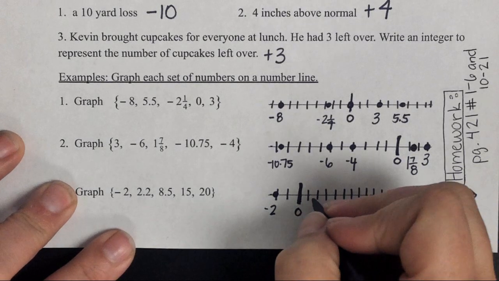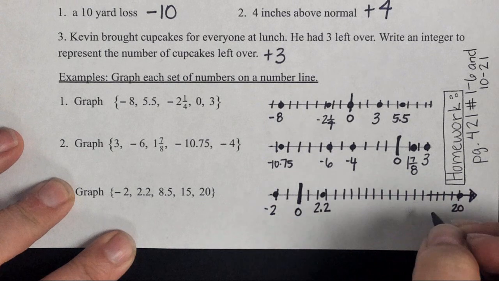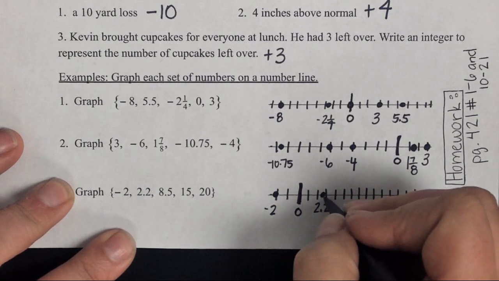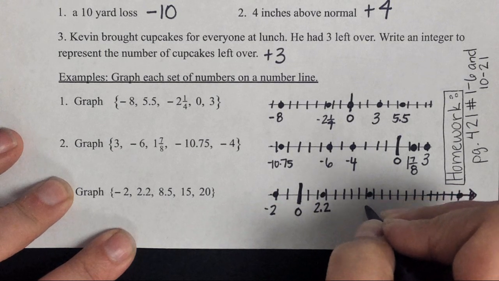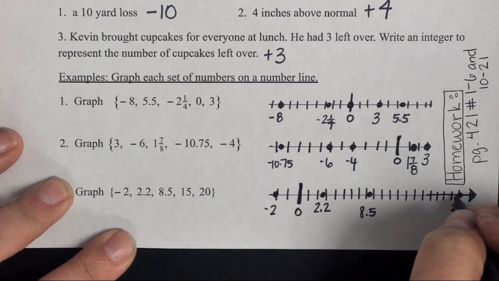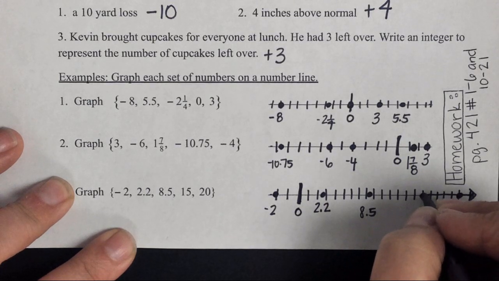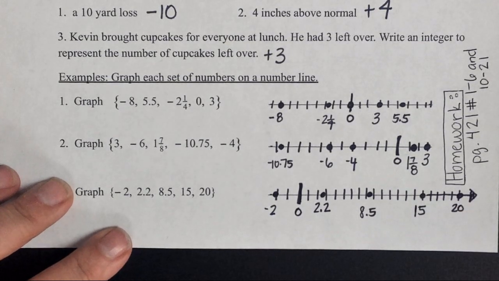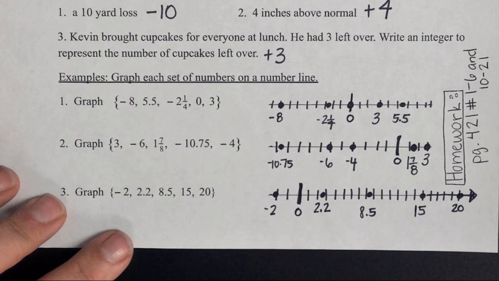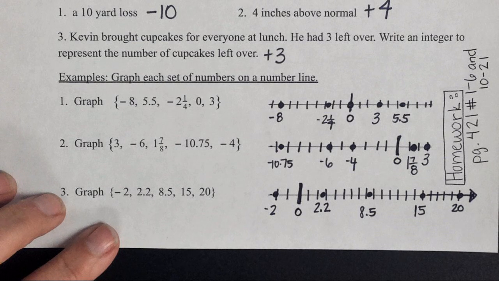All right, so then we have 2.2. This one actually lists them in order for you. We have 1, 2, 3, 4, 5, 6, 7, 8.5. And then 19, 18, let's see, 19, 18, 17, 16, 15. Okay? So again, numbers in order.